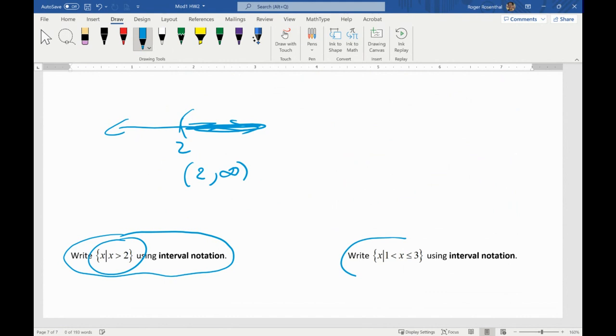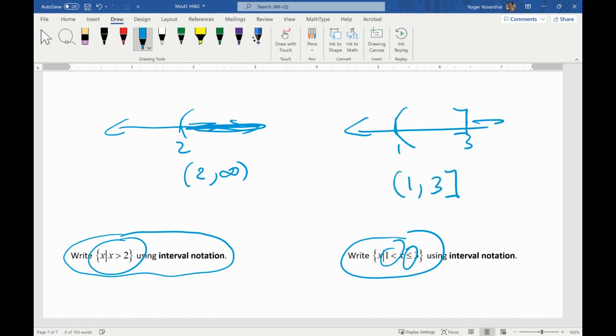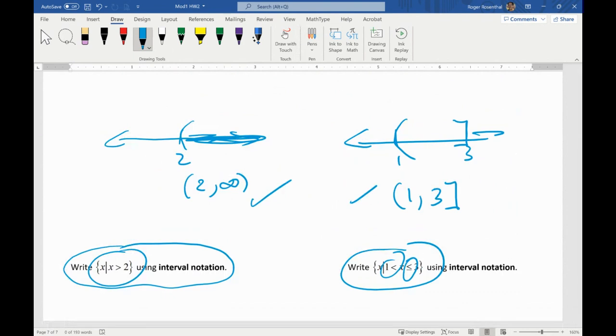Done. This, as a picture, is all the numbers between 1 and 3. Because of the equals, we have a bracket on the 3. Because we don't have an equals, we got a parentheses on the 1. And so it's parentheses 1, 3 bracket. And those are those two answers. And I believe that is the end. Yes. So this is the end of Module 1, Homework 2.